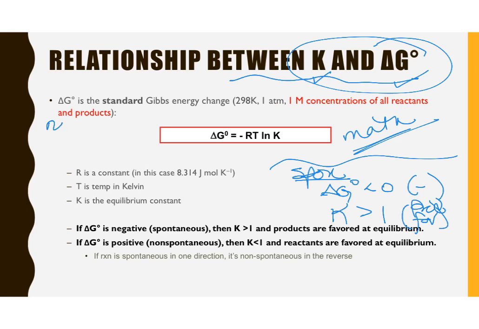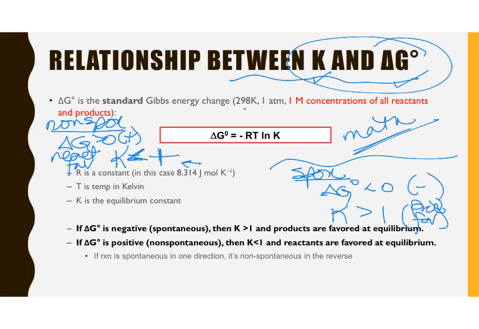If a reaction is non-spontaneous, delta G would be greater than 0. That means it would be positive, and it would mean that it's reactant favored. And what does that mean about K? That would mean that the reactants, which are in the denominator, are larger. So that means K would be less than 1 for a non-spontaneous reaction.